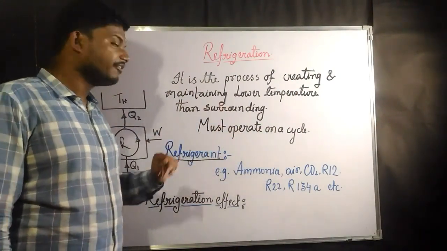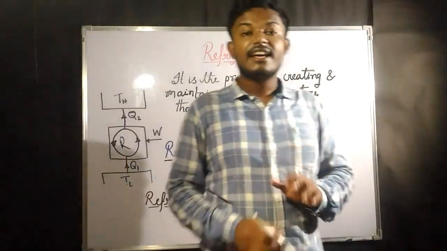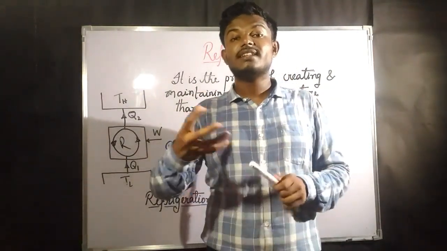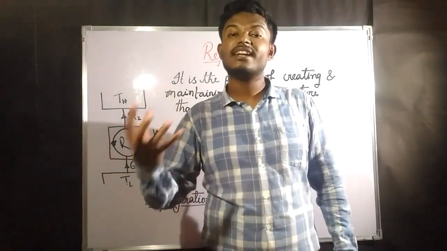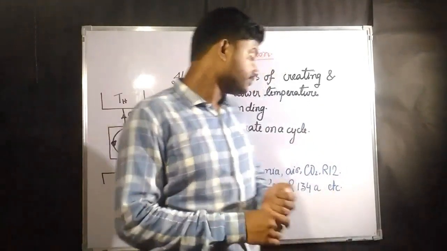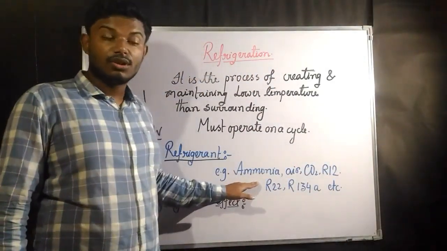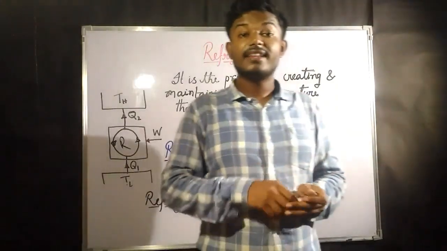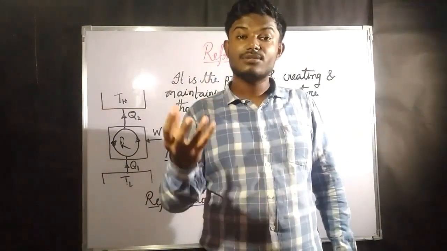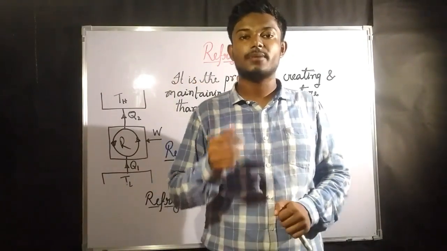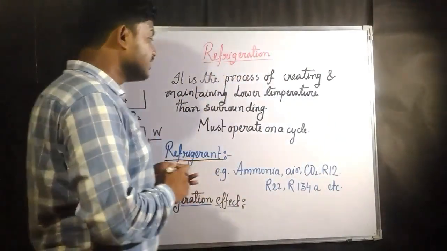Now coming to refrigerant. What is a refrigerant? A refrigerant is a substance with the help of which the creation of a temperature less than atmospheric temperature takes place. In some cases, it is a substance which is taken in such a way that it evaporates at a temperature less than atmospheric temperature only. So that means what?